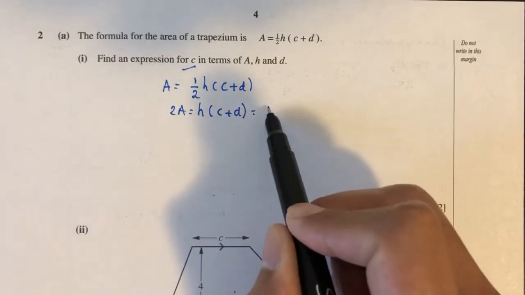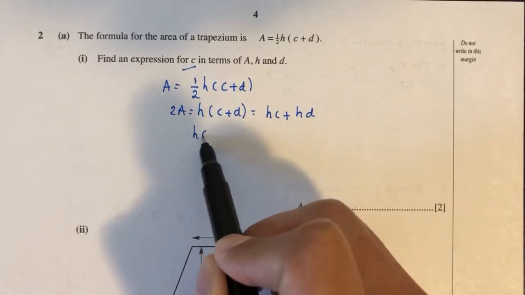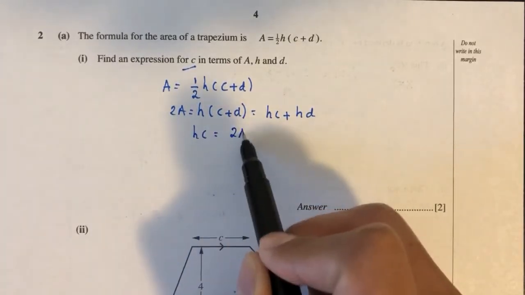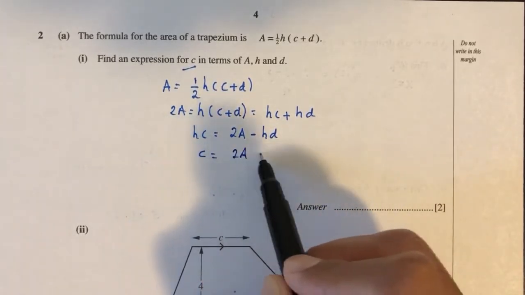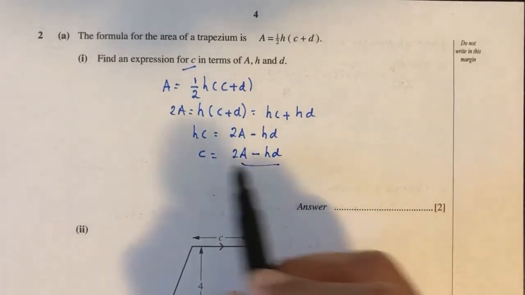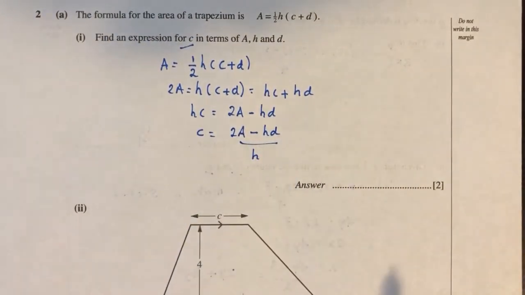Expand the brackets, we have hc plus hd. So hc equal to 2a minus hd. So c will be 2a minus hd divided by h. So that will be part 1.